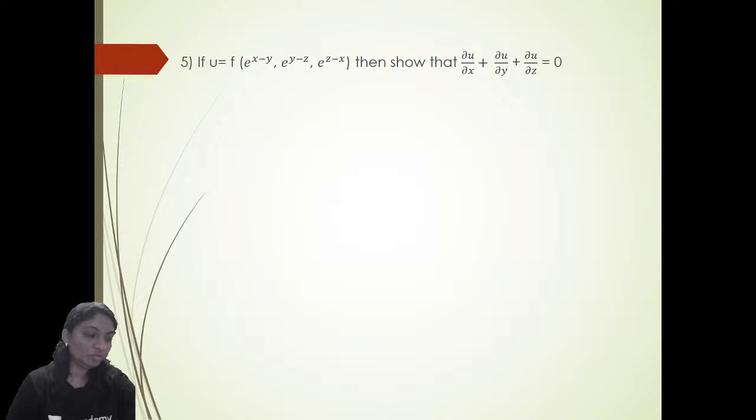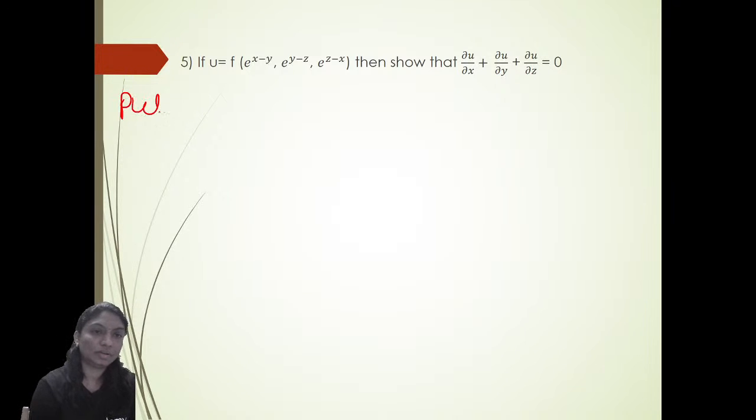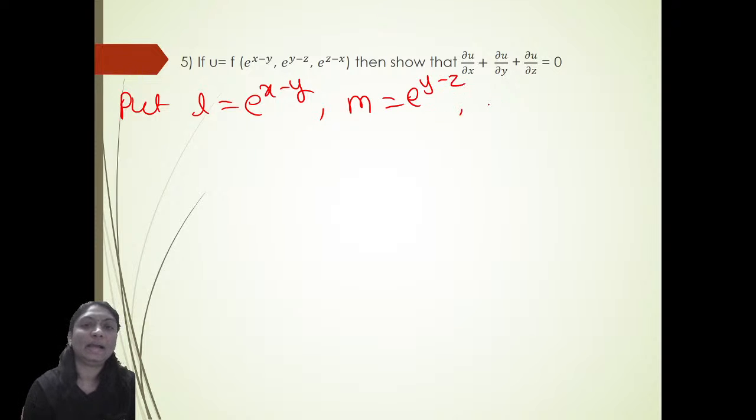And what we will do, we will use the substitution here to evaluate this. So instead of x minus y, put e^(x-y) equal to L, right? You can use here e^(x-y) is equal to L. Put L is equal to e^(x-y), m is equal to e^(y-z), and n is equal to e^(z-x).